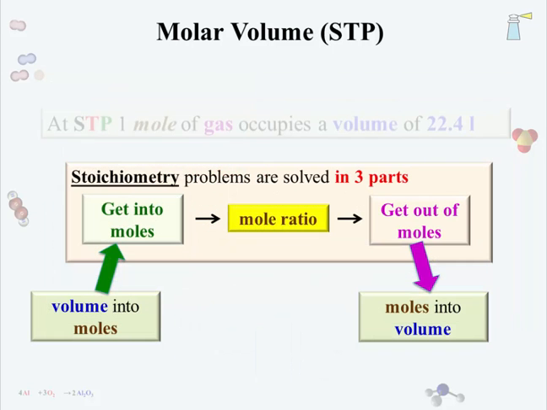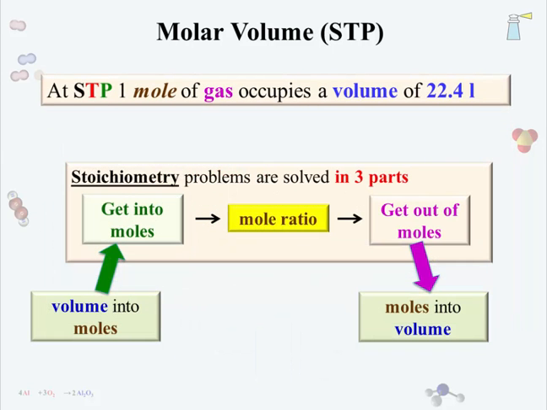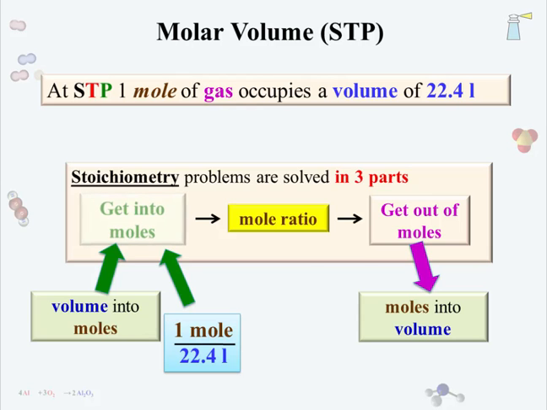Returning to the 3 parts of the stoichiometry solution, the STP molar volume, written as 1 mole over 22.4 liters, converts volume of the gas in liters into moles of that gas. That is getting into moles.